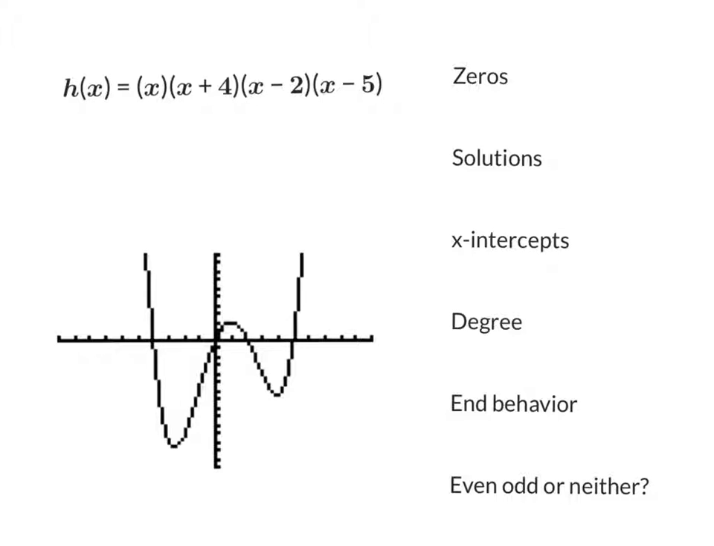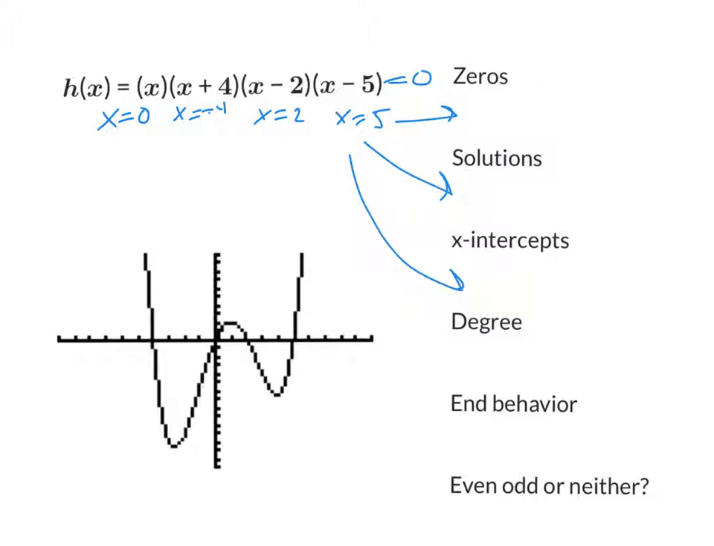Next question, the zeros, same idea, set it equal to 0. This would be x equals 0 for the first piece, x equals -4 for this one, x equals 2, and x equals 5. Those are my zeros. They are also my solutions, and they are also my x-intercepts. The degree of this one is 1, 2, 3, 4, being an even degree. That being said, because it's an even degree, the end behaviors are the same. They both go up to positive infinity.